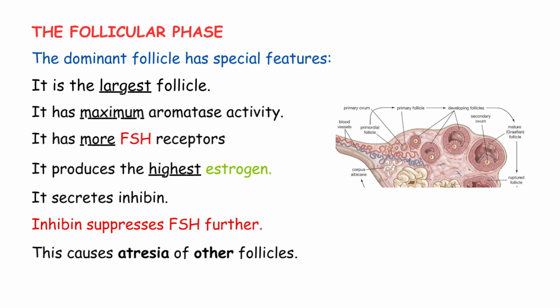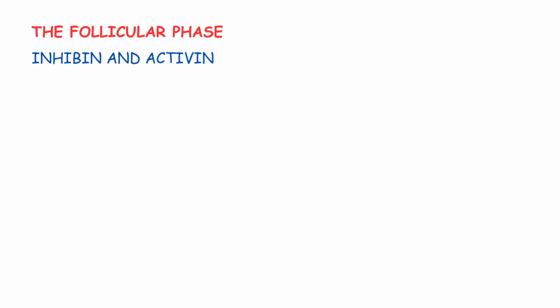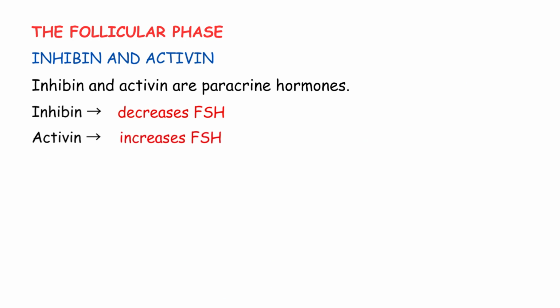This causes atresia of other follicles. That is why normally only one ovum is released. Inhibin and activin are paracrine hormones. Inhibin decreases FSH, activin increases FSH. Inhibin is released by granulosa cells.